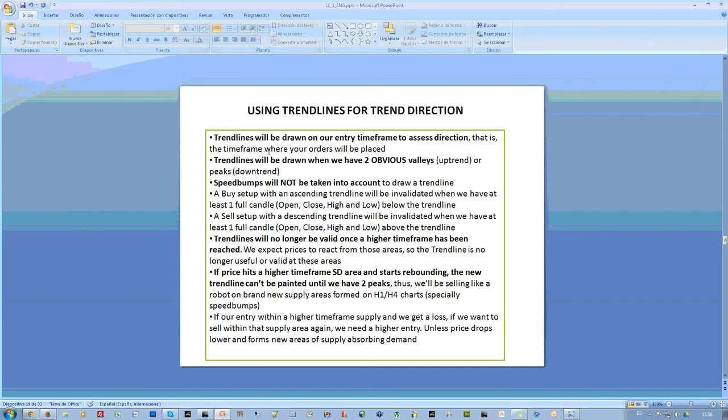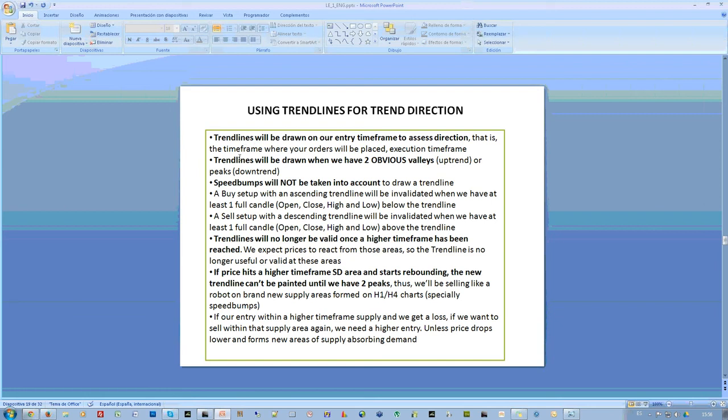The trend lines will always be drawn on our entry time frame to assess direction. That is the time frame where your orders will be placed, the execution time frame. But which is your execution time frame? Because you may be a scalper, an intraday trader, a swing trader, or a position trader. So what I do is draw trend lines on all higher time frame areas and on my entry time frame.